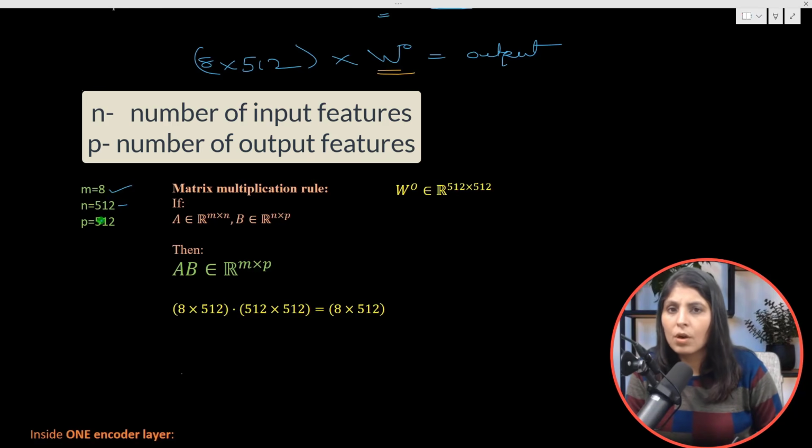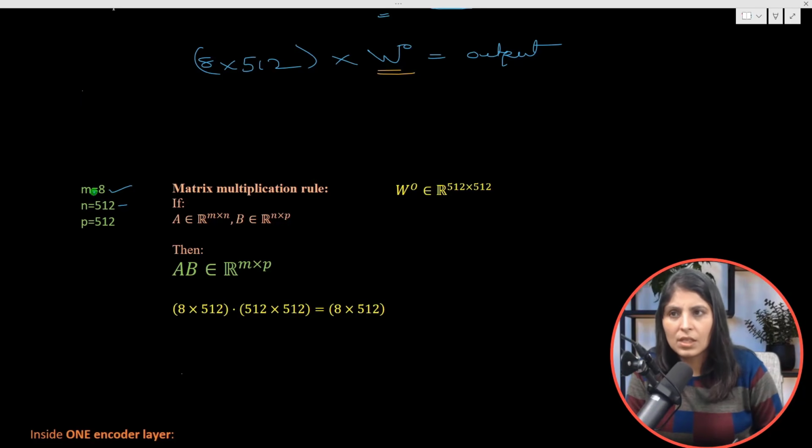So the output features we want is 512, the input feature we have is 512, and the number of tokens we have is 8. If you apply the matrix multiplication rule, that means if you have a matrix A of shape M into N, and another matrix of shape N into P, you will get an M into P matrix, right? So 8 into 512 is our first matrix, the input matrix. This 512 into 512 is our weight matrix, which we want to learn, and the inner dimensions are matching, and you will get a matrix of shape 8 into 512.